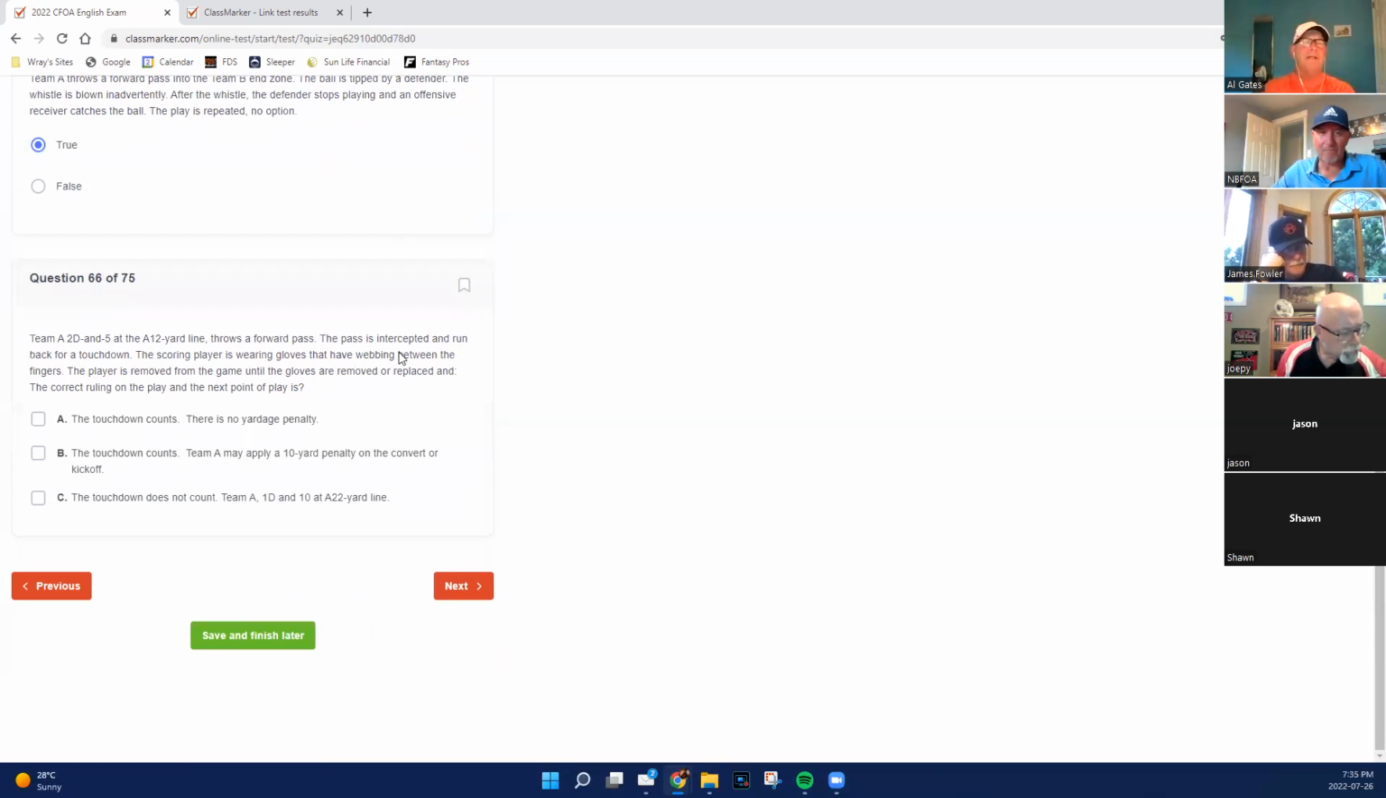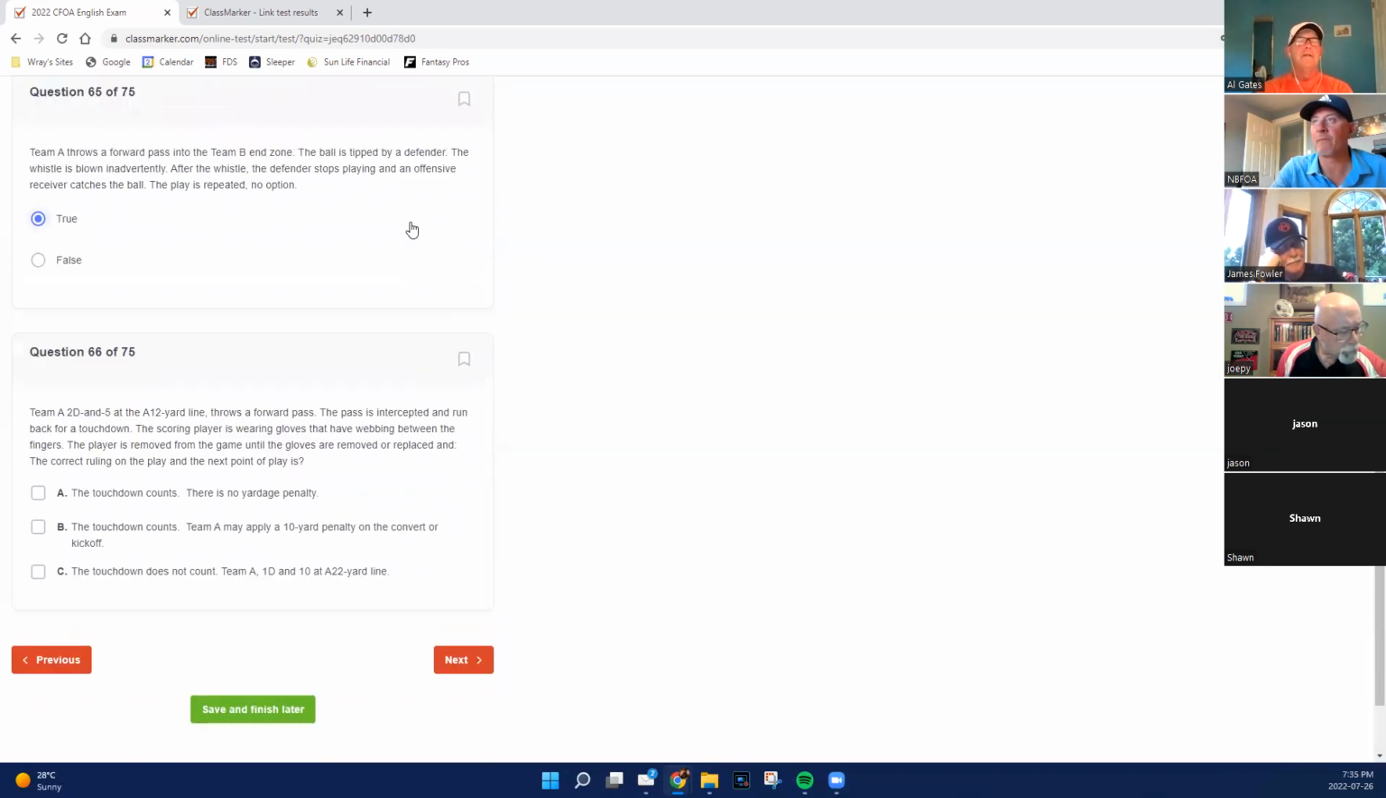Hold it now. Go back to that one. Okay, Team A throws a forward pass into the Team B end zone. Ball's tipped. The whistle's blowing. After the whistle, the defender stops playing and an offensive receiver catches the ball. The play is repeated without option. So it's a forward pass blown with the whistle in the air. It's a do-over. But once it's tipped, isn't it a loose ball?